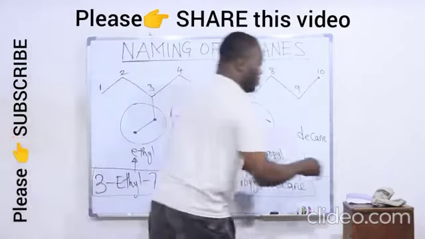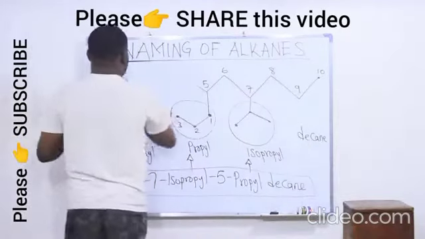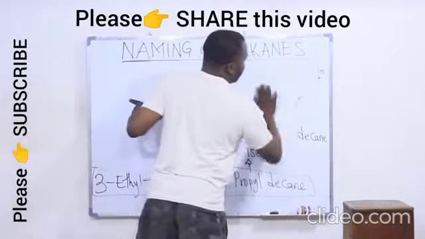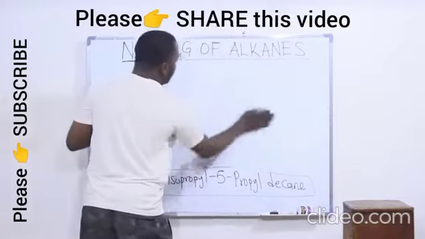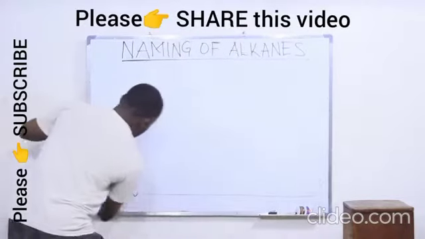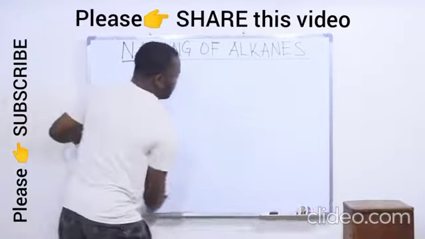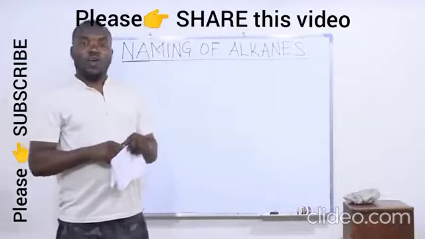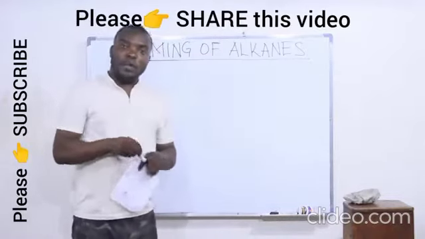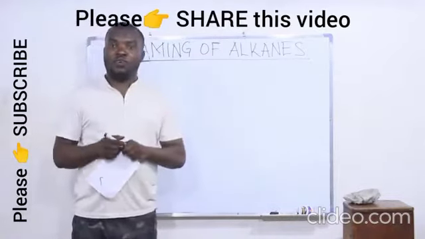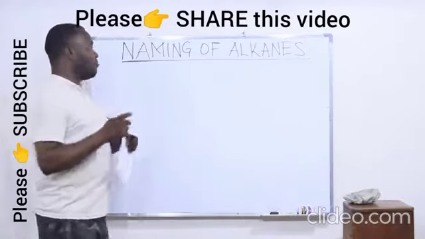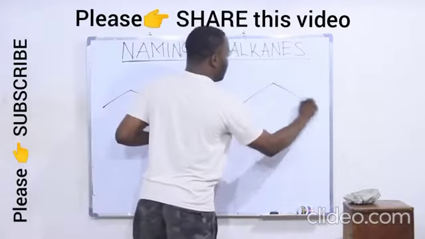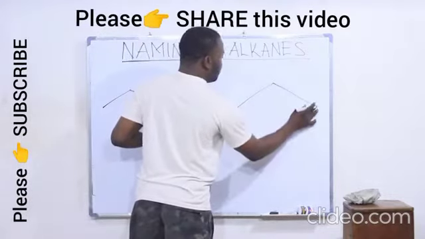Alright, I'm going to give you one question to try by yourself. Let me see what you can do here. Now, do this as an assignment. Get me the name of the structure I'm going to draw on the board. When you discover the name, go to the comment box, type the name you got, and I will mark your answer. Now we have a structure like this.